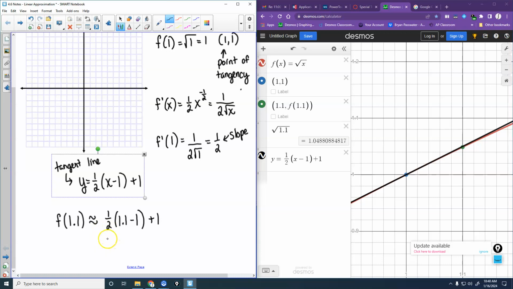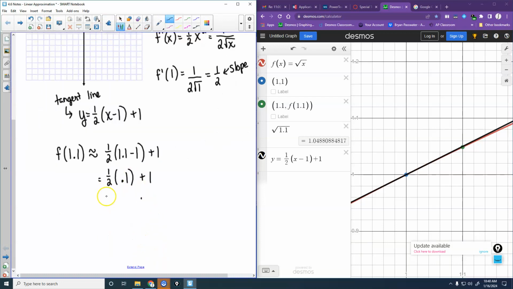And so that is going to be 1/2 times 0.1 plus 1. You can do this with decimals or fractions, it really doesn't matter. Let's do 0.5 times 0.1 plus 1. What's 0.5 times 0.1? 0.05.